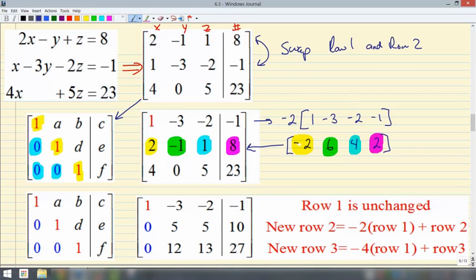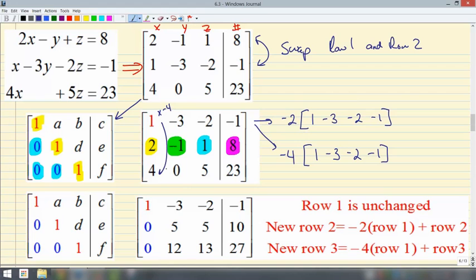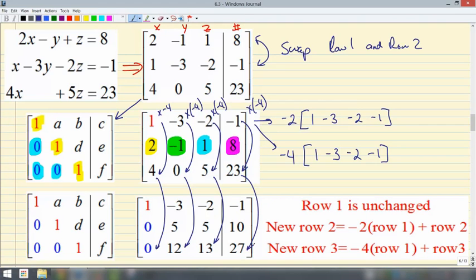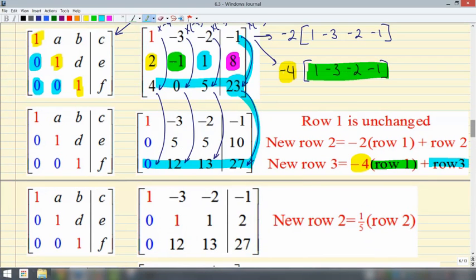So we're going to take our first row, and instead of multiplying row 1 by a negative 2, what do we want to multiply by to get rid of this positive 4? Multiply by a negative 4. So we're going to say negative 4 times 1, negative 3, negative 2, negative 1. 1 times negative 4, negative 4. Plus 4, 0. Negative 3 times negative 4 is 12. Plus 0, 12. Negative 2 times negative 4, 8. Plus 5, 13. And negative 1 times negative 4 is positive 4. Plus 23 is 27.